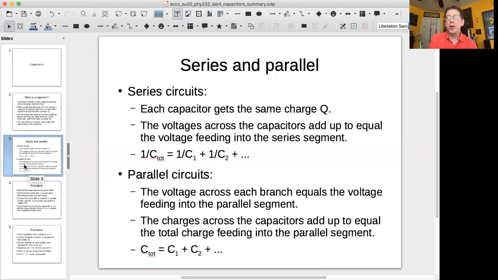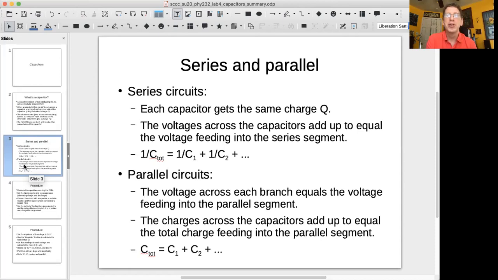And so the total capacitance, in a series circuit, obeys what's called an inverse sum relationship. So 1 over C total is equal to 1 over C1 plus 1 over C2, and then so on if there's more than 2. The total capacitance is actually less than either of the individual capacitances, or any of the individual capacitances if you're talking about multiple capacitors.